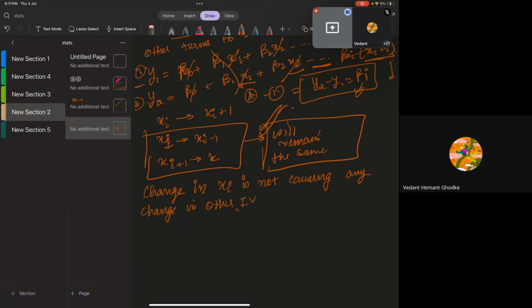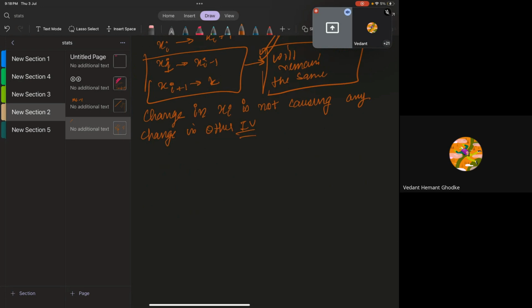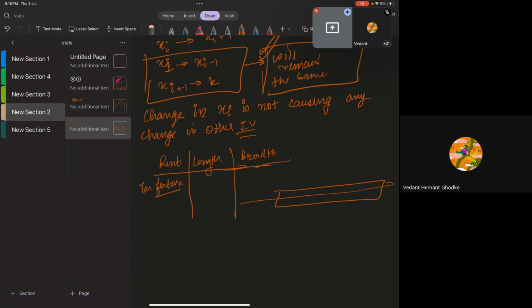Now let me explain how the change occurs. Let's say you are predicting the rent of a house. That is your target variable. Your independent variables are the length of the house and the breadth of the house, only these two for now. Does it happen that the length of the house increases and the breadth stays the same? Have you ever seen that? Definitely not. So these variables are not independent, right?